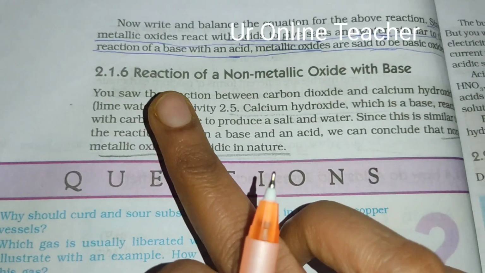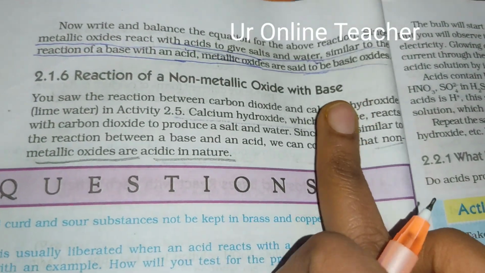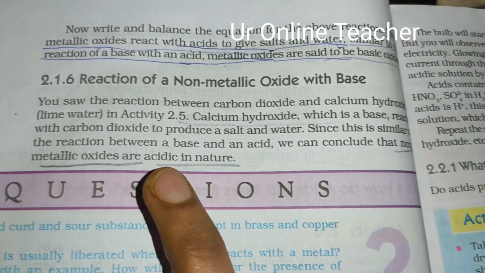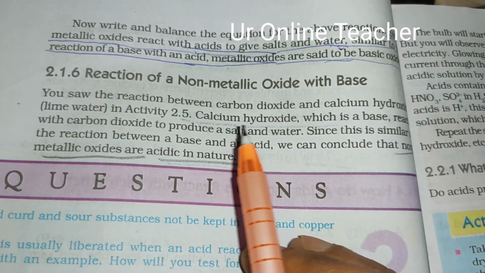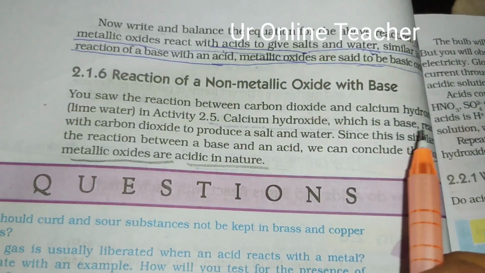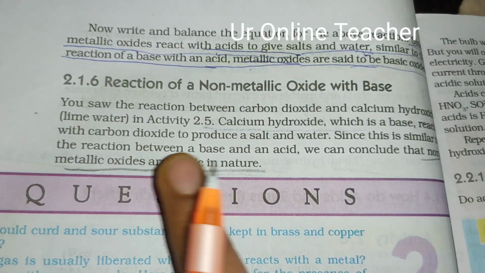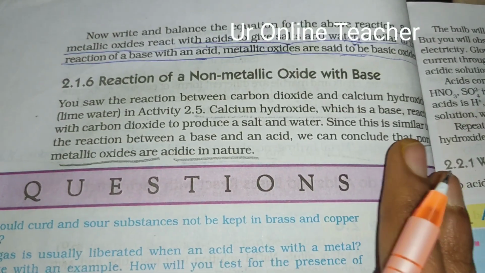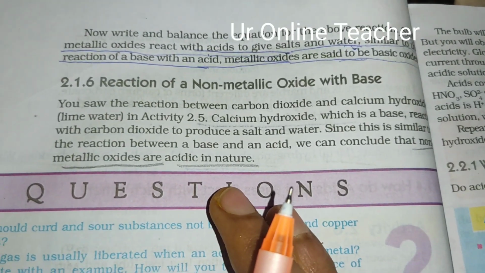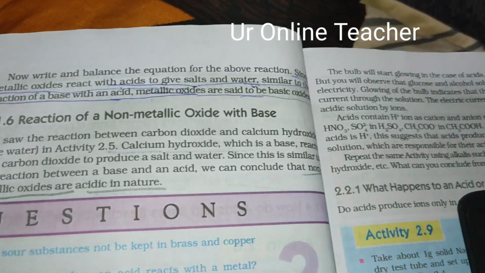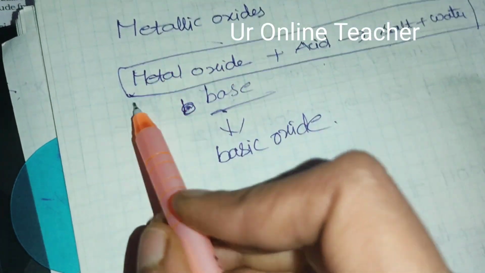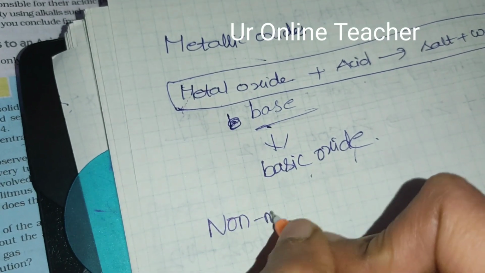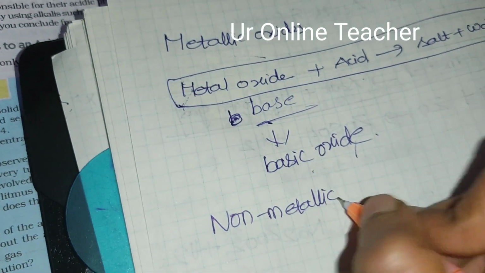Then we can see the reaction of non-metallic oxide with base. We saw the reaction between carbon dioxide and calcium hydroxide in the first experiment. Here calcium hydroxide is a base. It is reacting with carbon dioxide to produce salt and water. Since this is the reaction between a base and an acid, we can say that non-metallic oxides are acidic in nature. So we said that metal oxides are basic in nature and non-metallic oxides are acidic in nature.